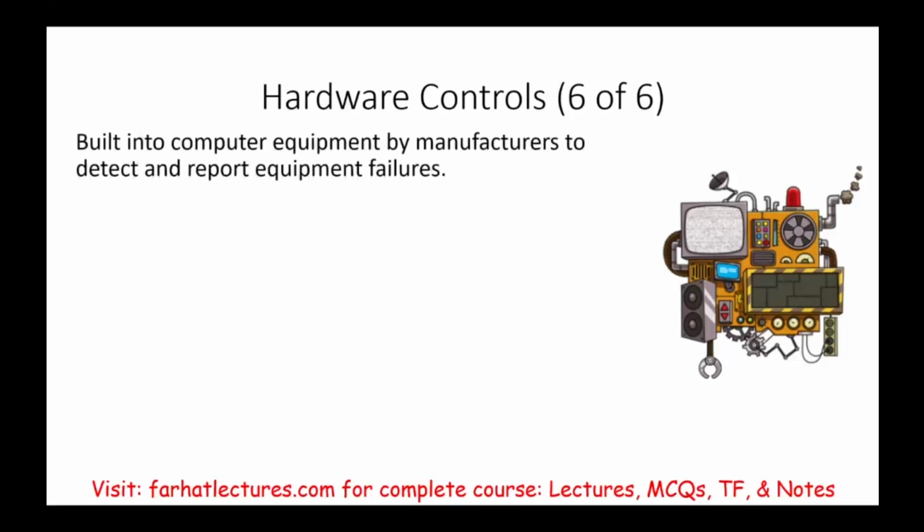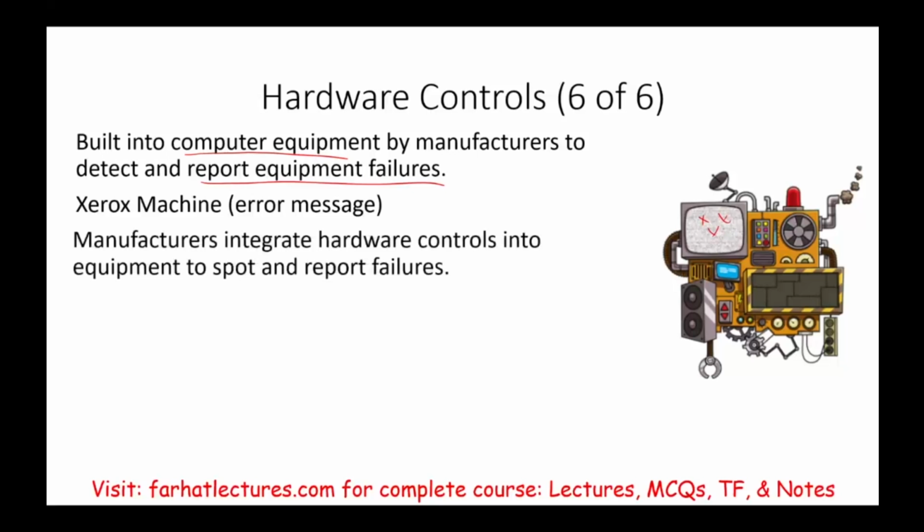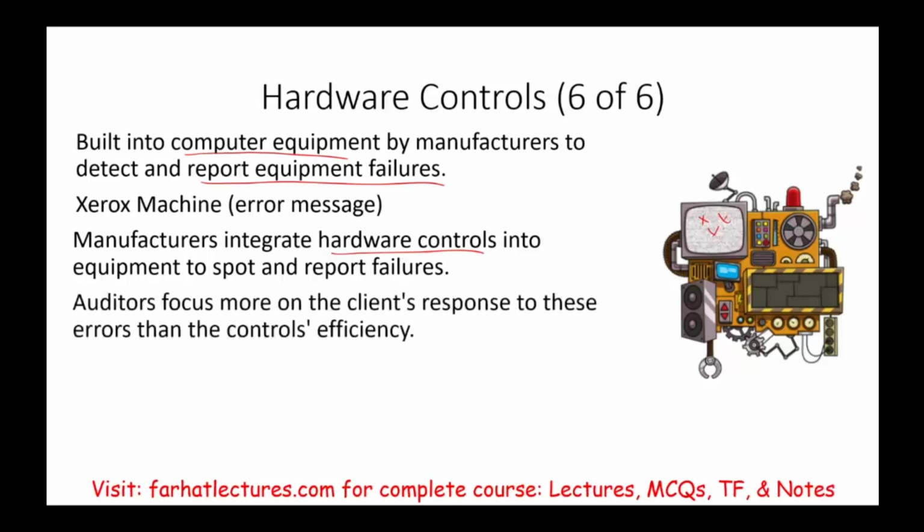Hardware controls are controls built into computer equipment by manufacturers to detect and report equipment failure. Think of the Xerox machine. If there's something wrong with it, it will give you an error. It will show you some sort of error on the screen. Now, what's the involvement of the auditor with these errors? The manufacturers integrate those hardware controls into the equipment to spot any failure. The auditor's job is to focus on the client's response to these errors, then the control's efficiency. You are not really testing the equipment itself.